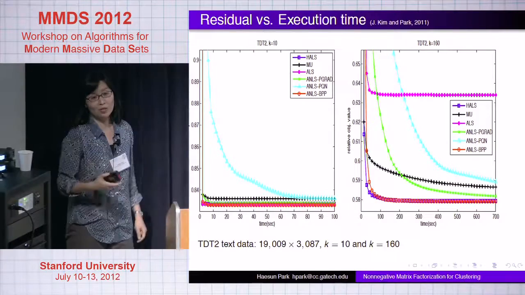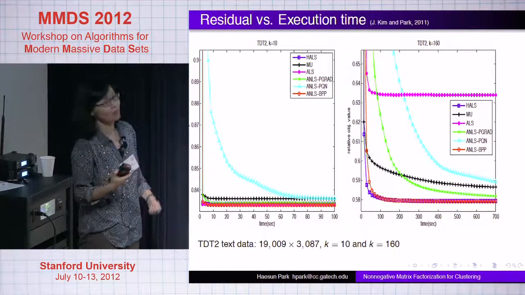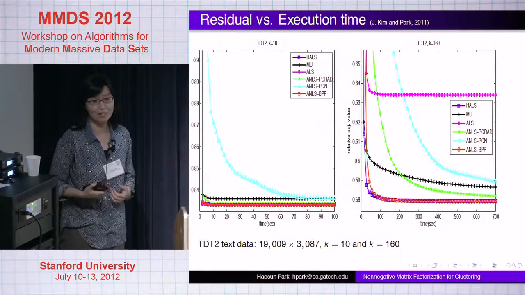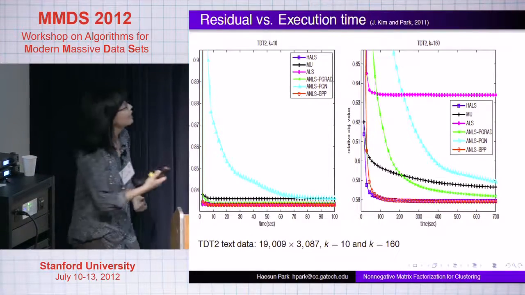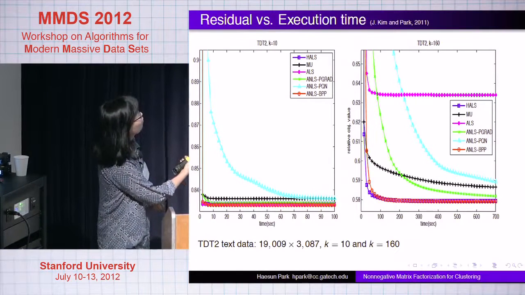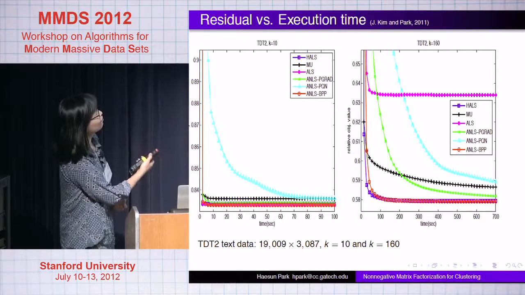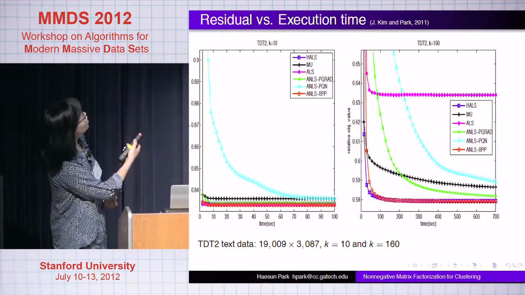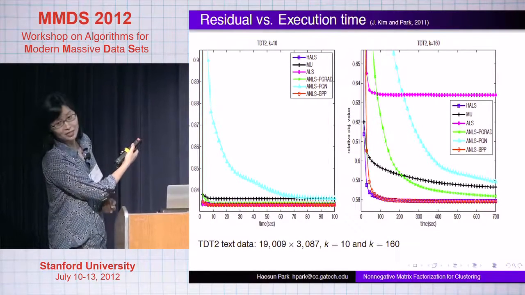Because these are all iterative methods or active set methods, depending on what stopping criteria we use, we can have very different relative performance. So instead of using stopping criteria, what we did was we ran every algorithm for a certain amount of time, and then we checked what the relative residual value is.